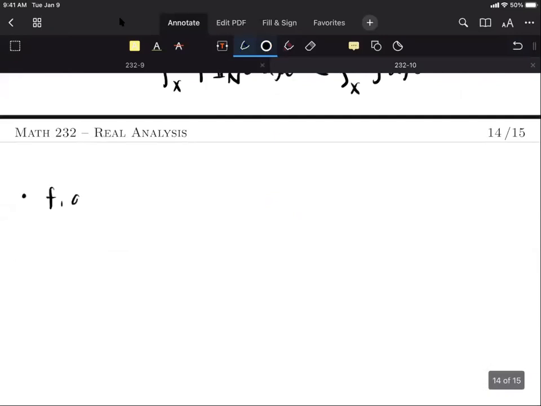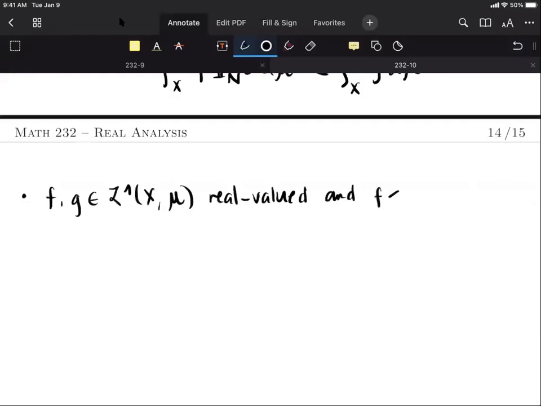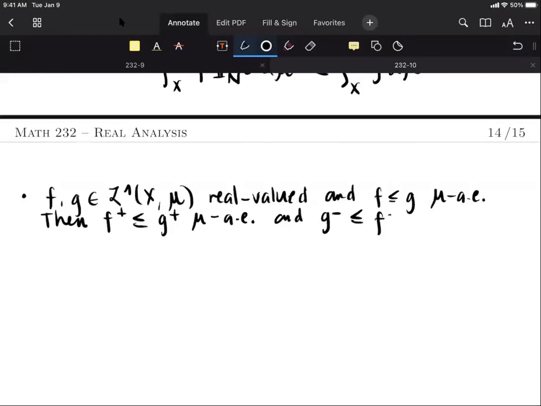Now, suppose that f and g are Lebesgue integrable. They are real valued. And again, f is less than or equal to g mu almost everywhere. Then one can see that f plus is less than or equal to g plus mu almost everywhere, and the negative part of g is less than or equal to the negative part of f mu almost everywhere.